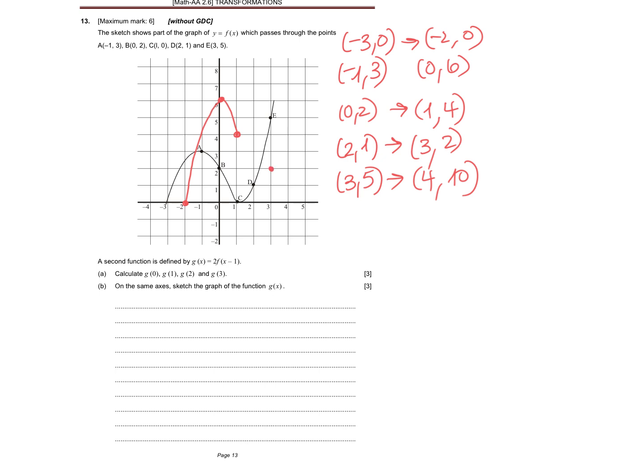But we missed the point C, which is 1, 0. So that's going to be right 1 and then multiply by 2 on the y. So 2, 0 here. Okay, so it should come down like this and then up. And then 3, 5 move to 4, 10. So we just kind of keep going up there. And that should be it.